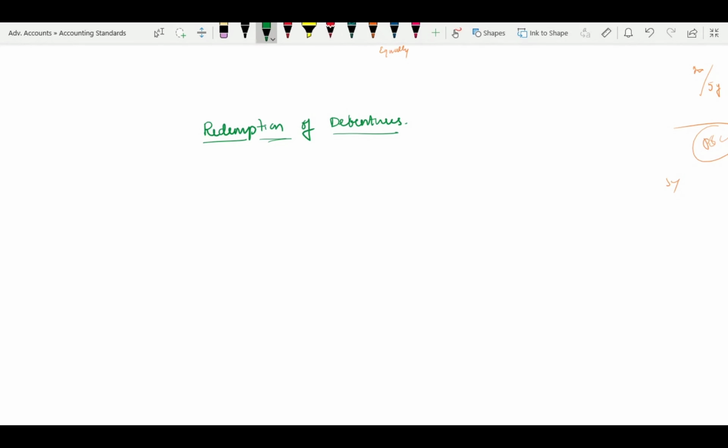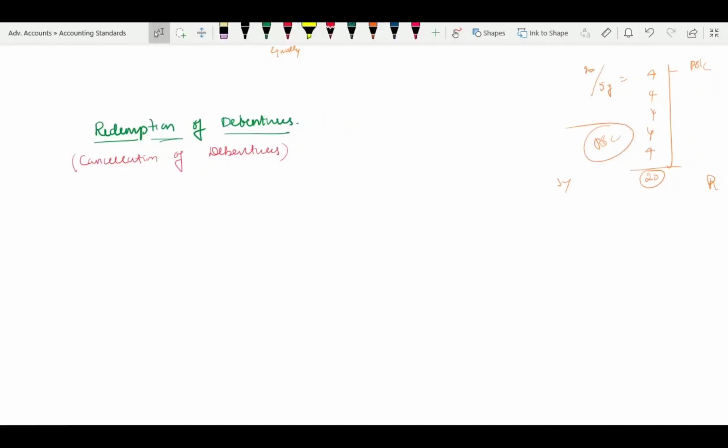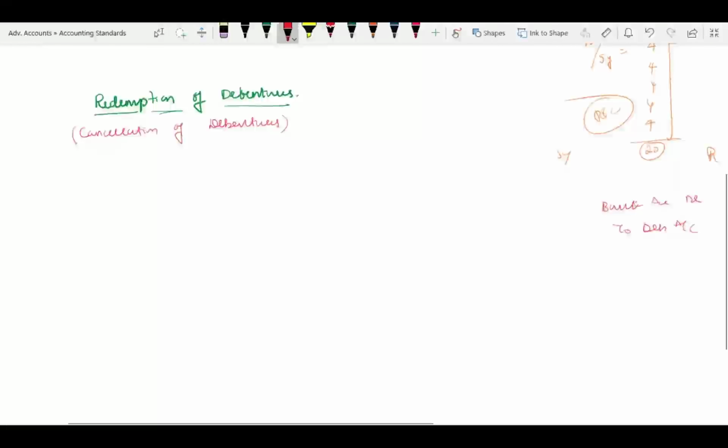So now, redemption of debentures, my dear friends. Redemption means cancellation of debentures, officially. That is in your book. At the time of issue, the entry you would have passed was bank account debit to debentures account. Now it is a reversal entry: debentures account debit to bank account. Debentures you are going to cancel.